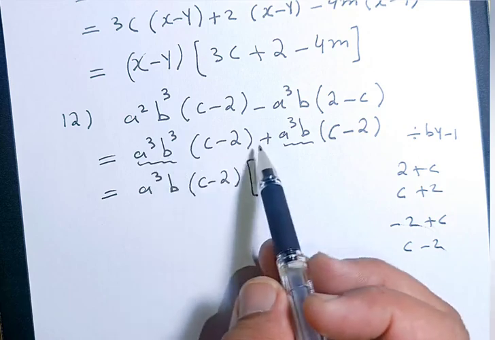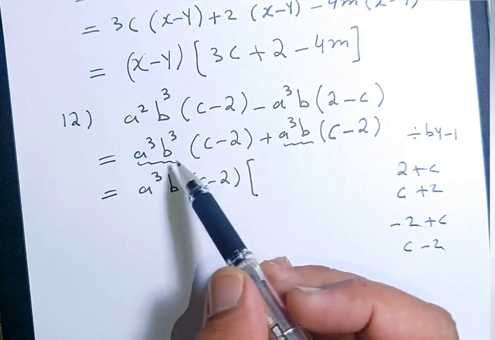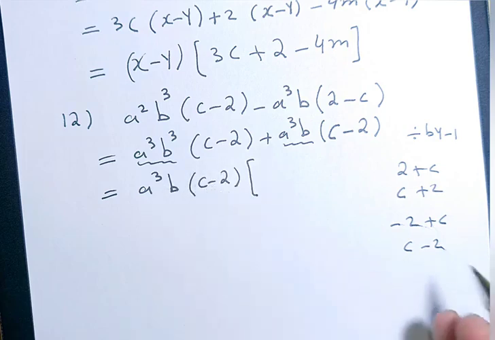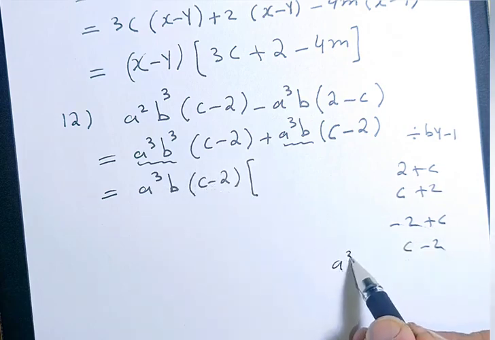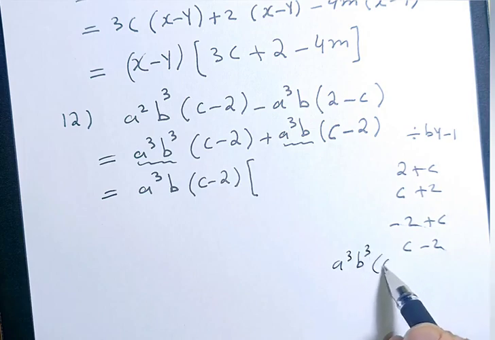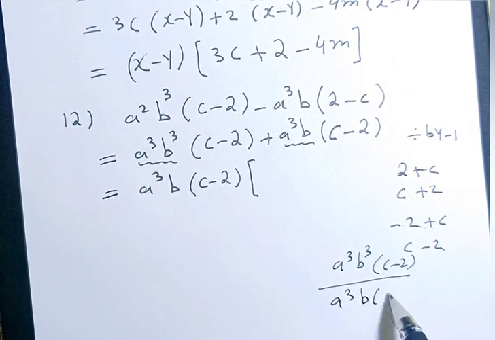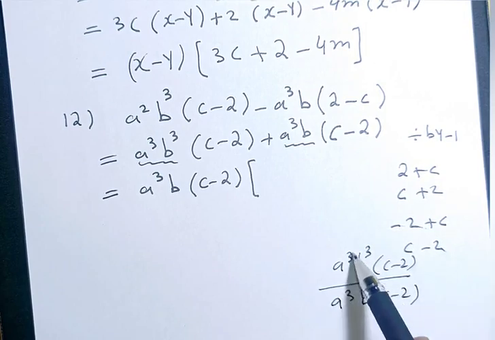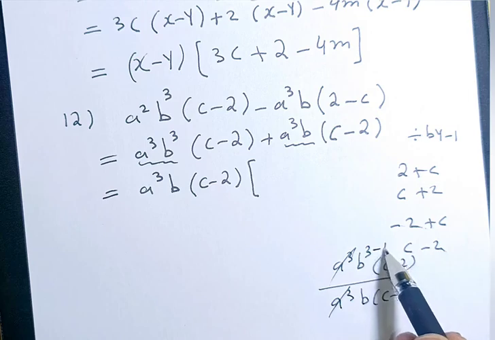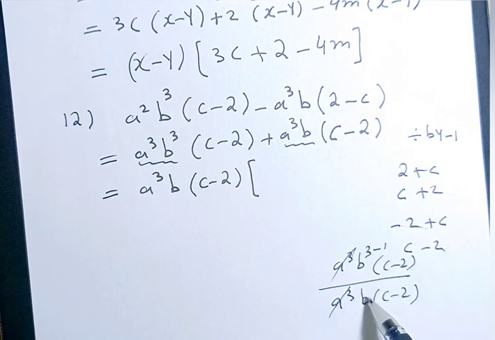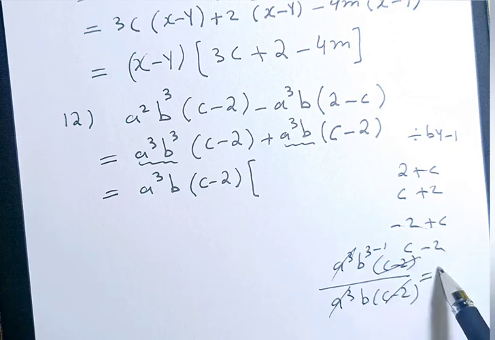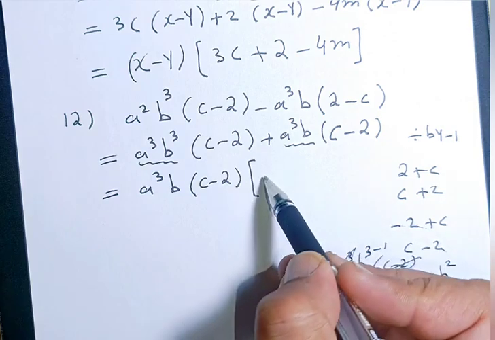So we can divide each and everything with this one. Have a look. So a power 3, b power 3, c negative 2 over a power 3 b c negative 2. Cancel, and b, when we go up, b power 3 you minus this b power 1, and this is cancelled, only b power 2 is left. So we have only b power 2 here.